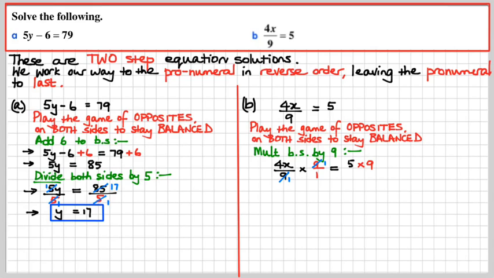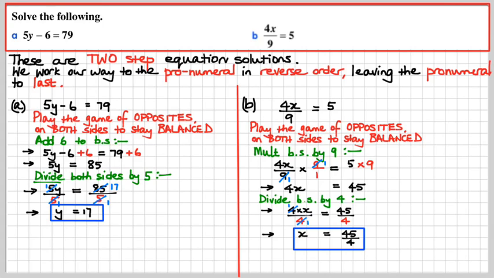Doing a clean-up line, 4x equals 45, and dividing both sides by 4, what are we going to get? X equals 45 over 4, which doesn't divide evenly, so we'll just leave it as 45 over 4. If you like, you could make it 11 1/4, but I'm happy with 45 over 4.